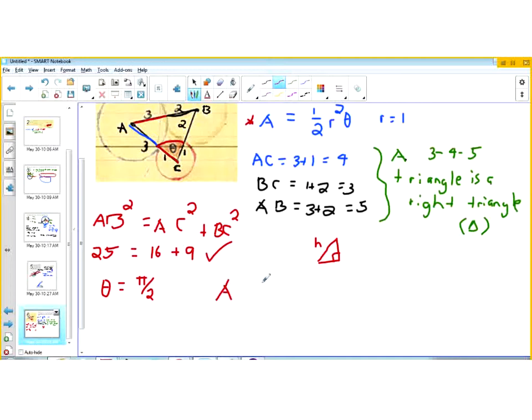Okay, so area then is equal to 1/2 r squared theta, which is equal to pi fourth. Now, the measurements were given in feet, so this would be pi fourth feet squared.